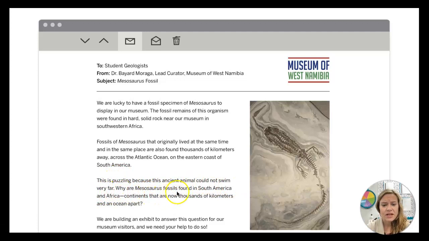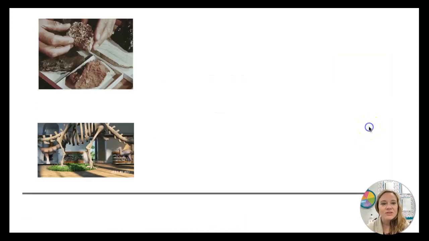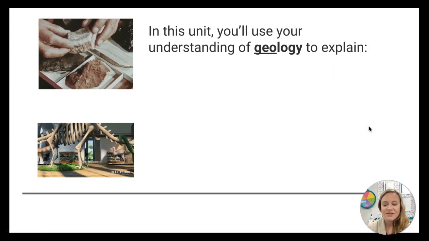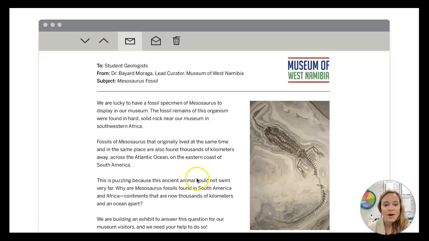Why are Mesosaurus fossils found in South America and Africa, continents that are now thousands of kilometers and an ocean apart? We are building an exhibit to answer this question for our museum visitors. We need your help to do so. So let's do some research in order to figure out how we can help them understand why these Mesosaurus fossils were found very far apart, one in South America and the other in Africa.